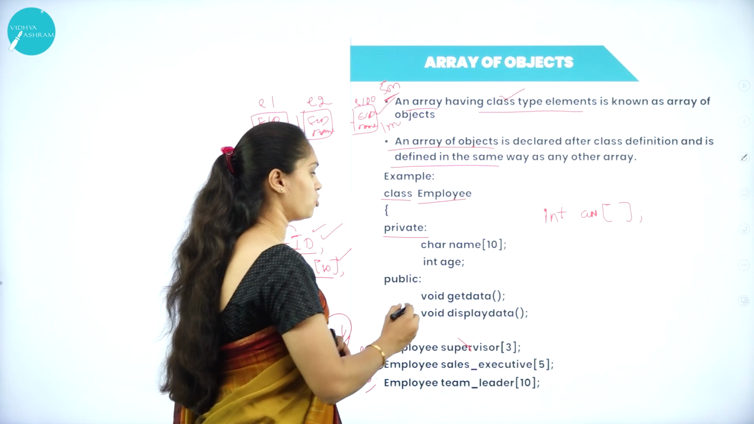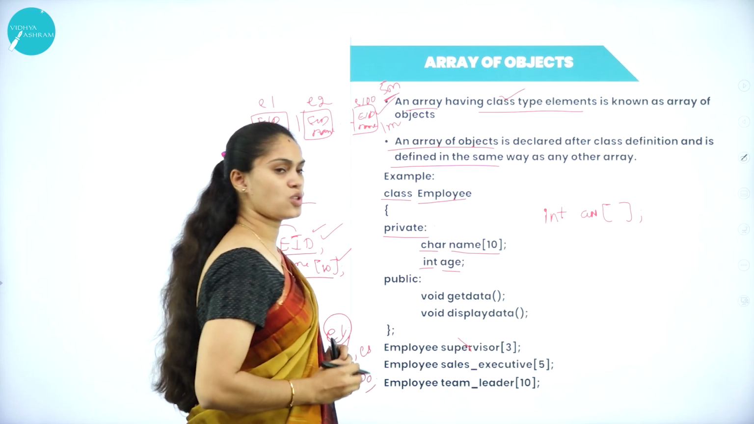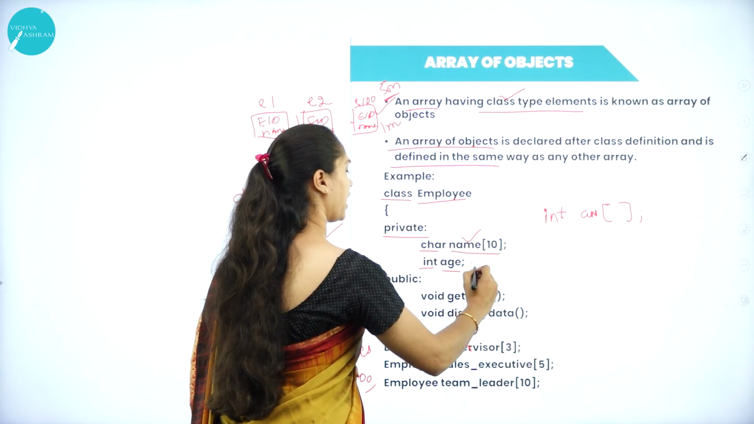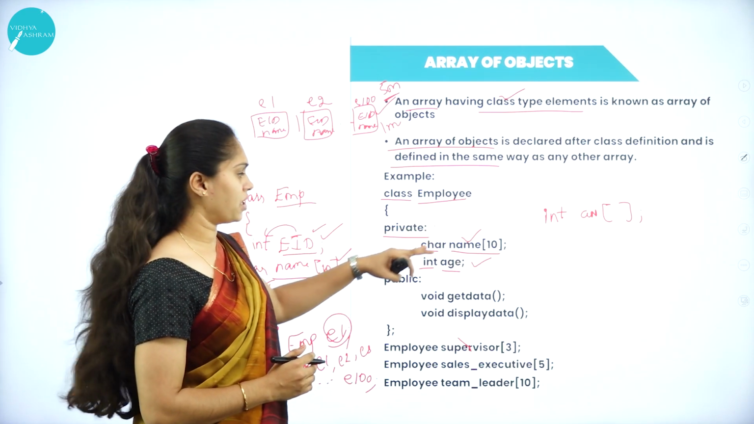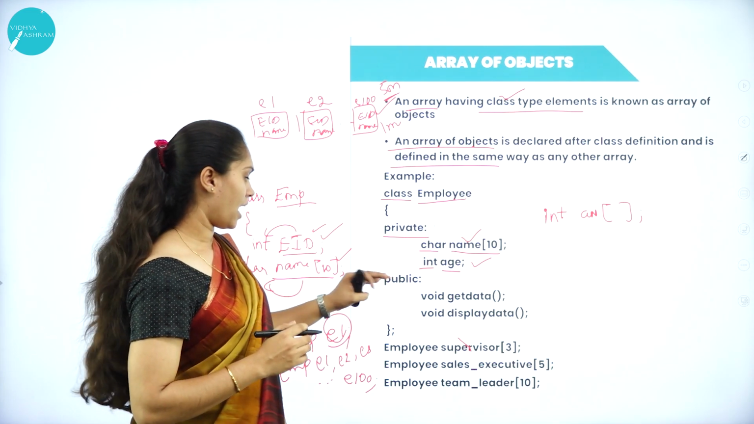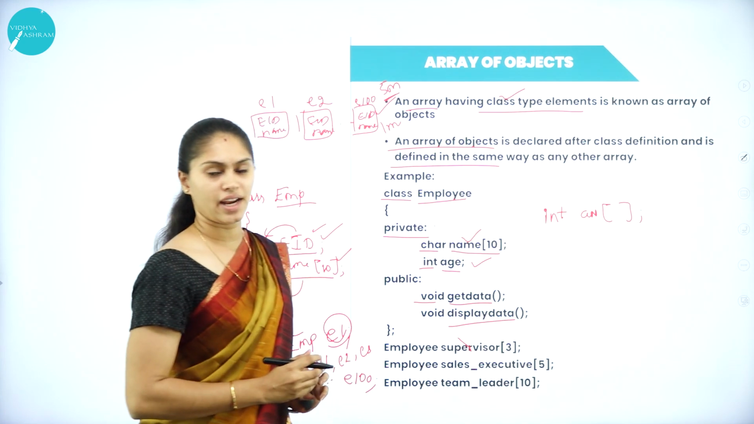Okay, so with two data members, that is char name of 100 and int age. So what are the two data members of a class employee here? Name and age. Okay, so name and age are the two data members of a class employee, and I am going to have two member functions, get data and display data.